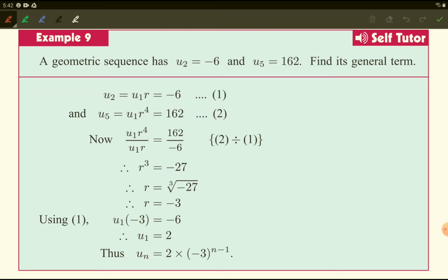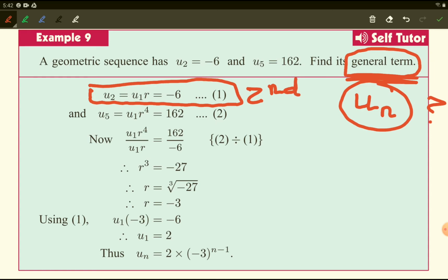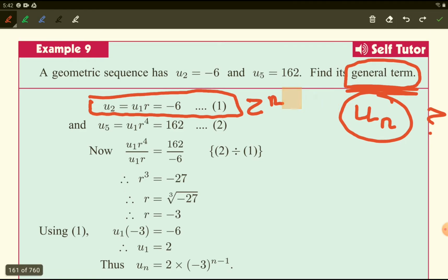Okay, so a geometric sequence has the second term equal to -6 and the fifth term equal to 162. It wants to know the general term. In other words, it wants to know what U sub n is. So we know this. The second term equals -6. And then the fifth term equals 162.